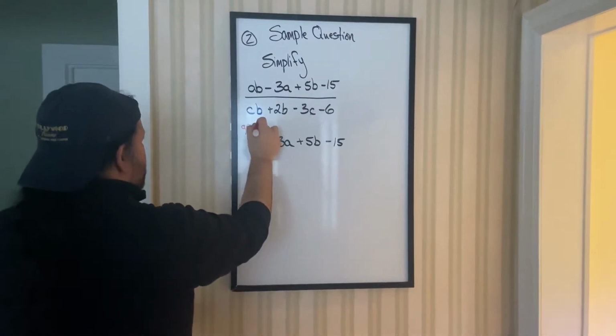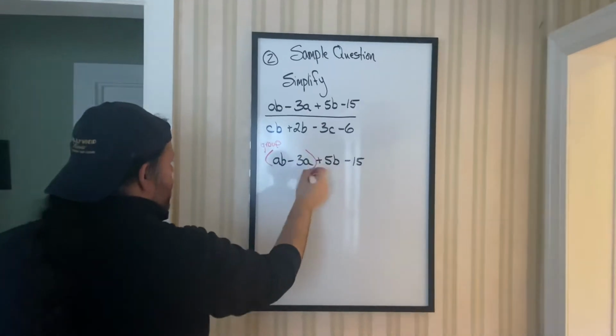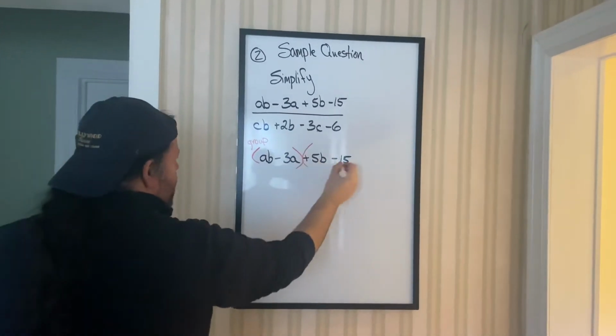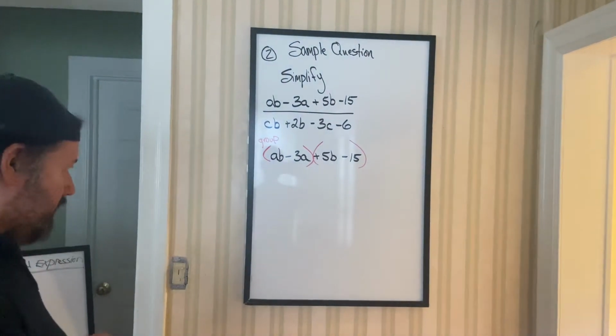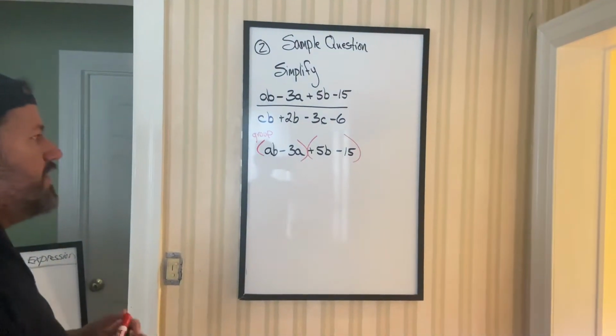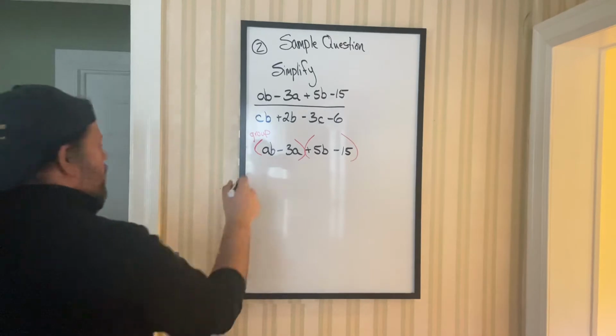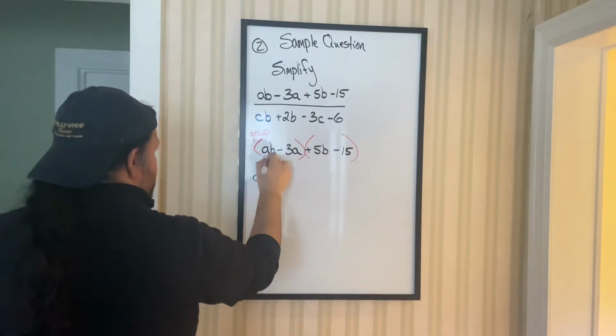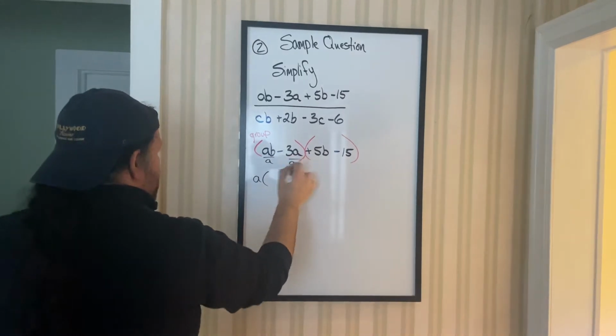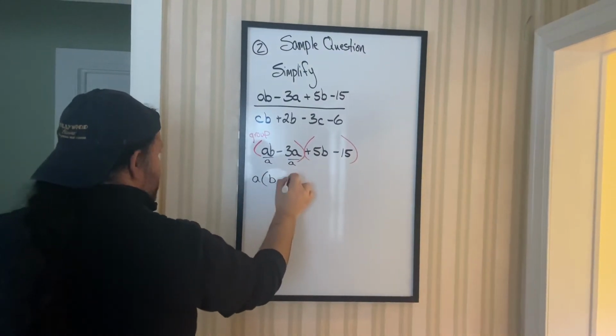The grouping method is just parentheses around the first 2 terms, parentheses around the last 2 terms. Make sure the sign is included in the second set of parentheses. In the first set of parentheses, take out a GCF. Notice that you can take out an A. They both have an A. And then what's left over when you take out the A is going to be a B minus 3.